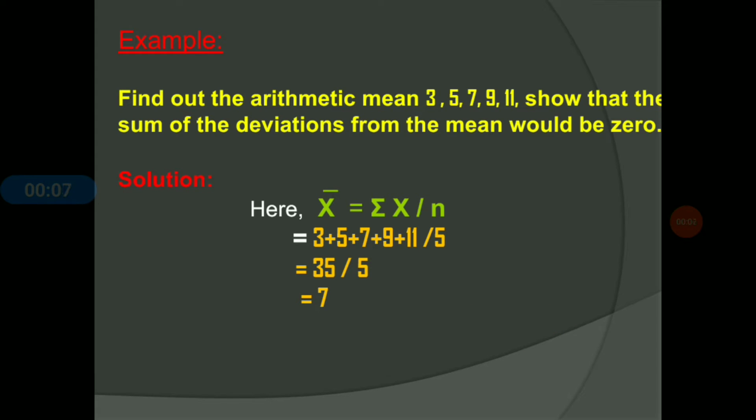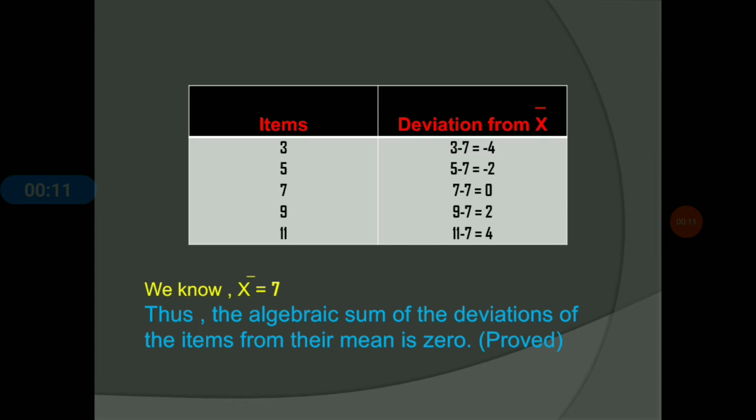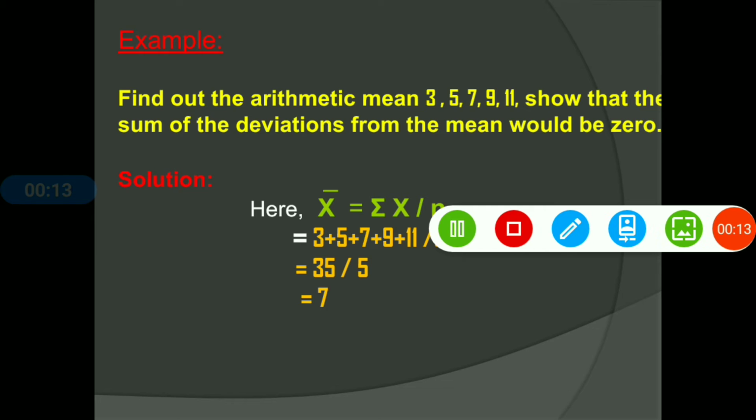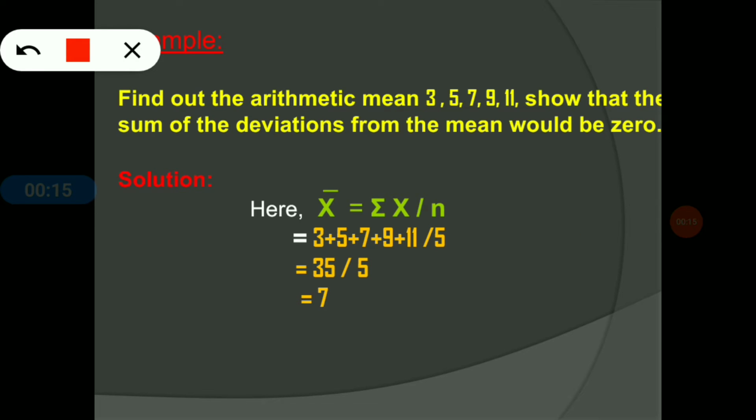So we can see an example. Find out the arithmetic mean of 3, 5, 7, 9, 11 and show that the sum of the deviation from the mean would be 0. So, now time for the solution. So, here we can write x bar is equals to summation x by n, and this is the formula of the arithmetic mean.